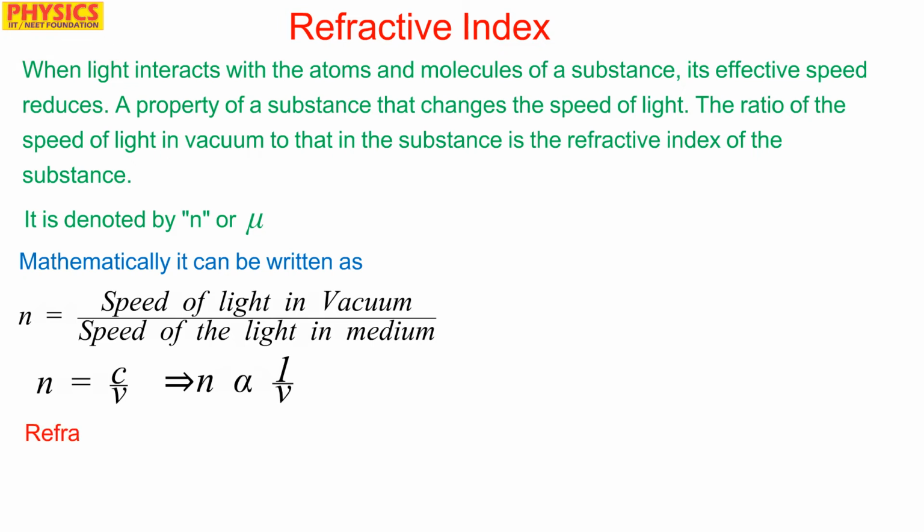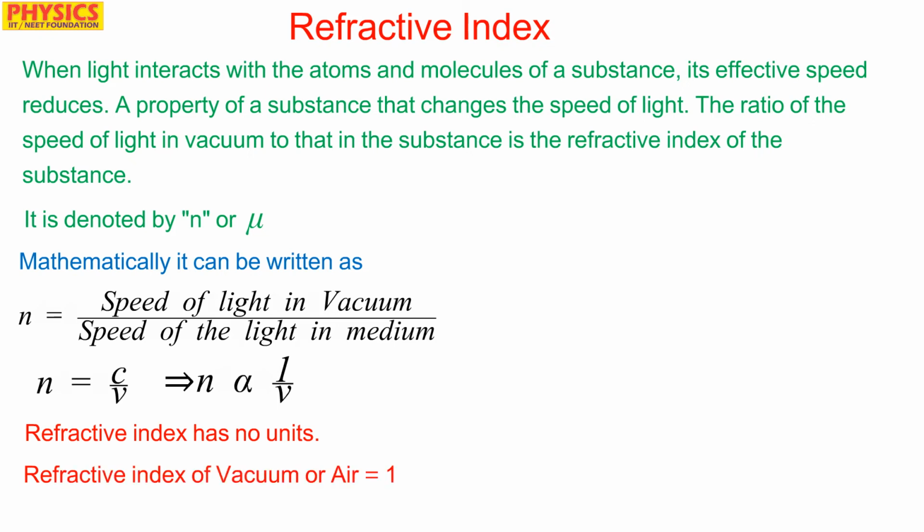Refractive index has no units, as it is the ratio of the same physical quantities. The refractive index of vacuum or air is equal to 1. The refractive index of all other substances will be greater than 1, because air or vacuum is the least dense substance. All other substances are denser than air, so their refractive index will be greater than 1.